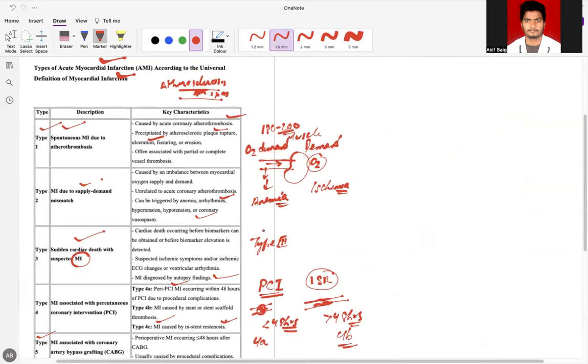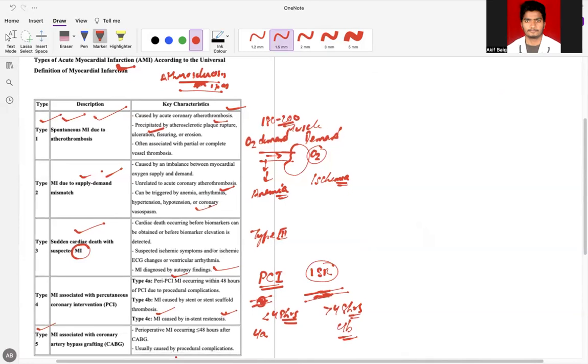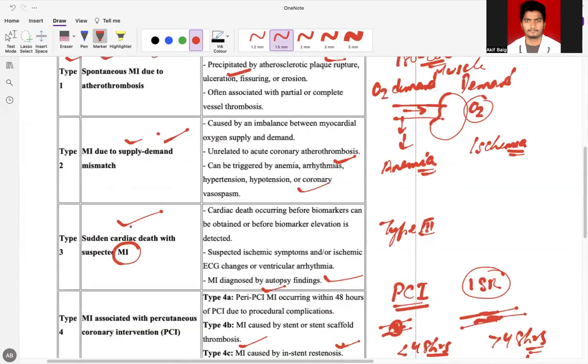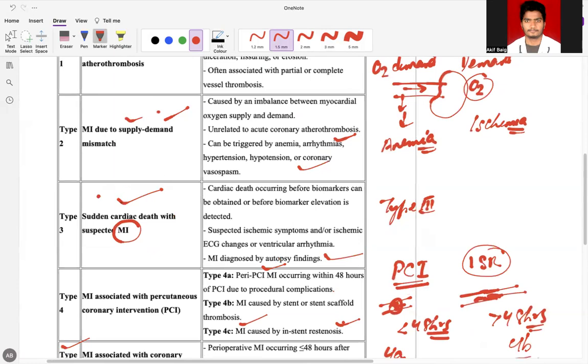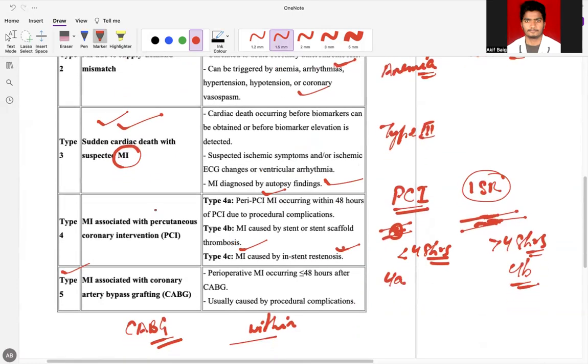In summary, there are 5 types of MI. One is type 1, that is spontaneous MI due to atherosclerosis. Type 2 is because of supply-demand mismatch seen in anemia, arrhythmias, or coronary vasospasm. Type 3 is sudden cardiac death attributed to MI. Type 4 is MI which is associated with percutaneous coronary intervention. 4A is within 48 hours of stenting, 4B is after 48 hours, and 4C is in-stent restenosis.